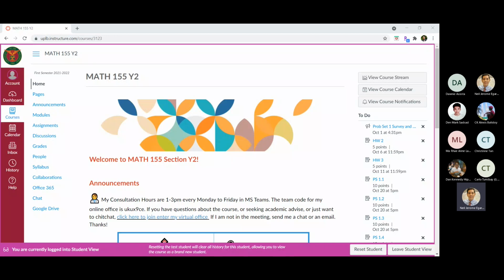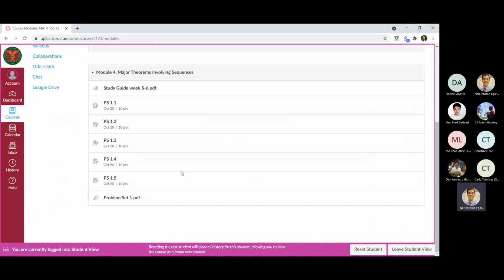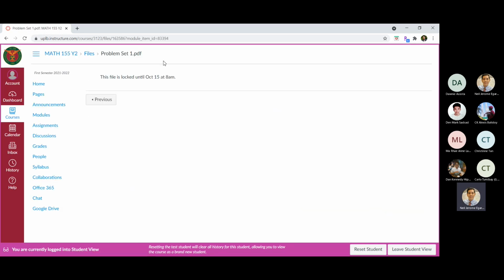But it will come live tomorrow on our Canvas, right around 8 a.m. If you're on our Canvas homepage, just go to modules. Okay? So click modules, go to module 4 about major theorems involving sequences. You will see at the bottom a file, problem set 1. You can click on it. It's still locked, but tomorrow at 8 a.m., you can download the file here.